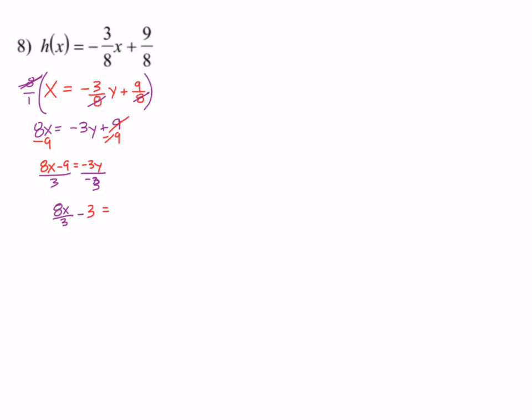Equals, and remember it doesn't equal y anymore, we want it to be the inverse, so we're going to write h inverse of x. Another way to write 8x over 3 is 8 over 3 x, minus 3. Just like that. So that's how you find the inverse when there's fractions. Just clear the fraction. If you need a least common multiple, you can do that. These ones both happen to be 8, so they made it super simple for me. But yeah, you can get rid of the fractions when you're doing inverses too.